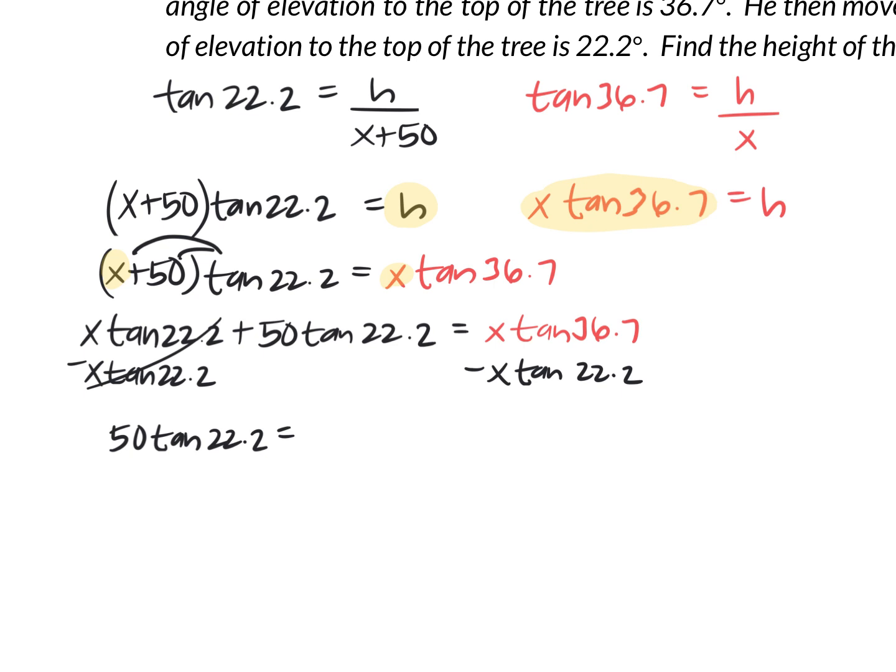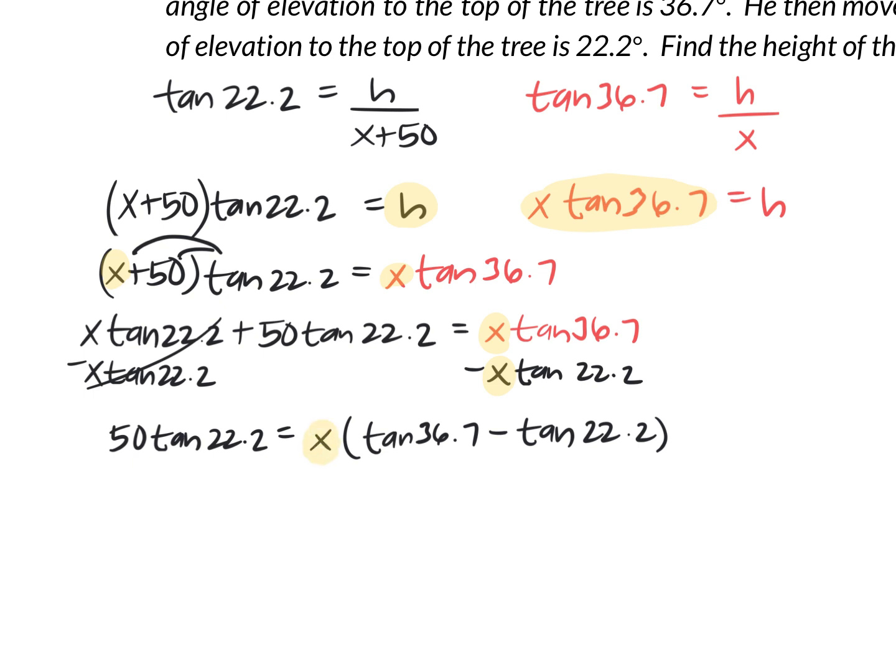However, could I take an x out of both of those? Yeah, so that I can actually solve for x, right? So let's take an x out. I've got x times (tangent of 36.7 minus tangent of 22.2). I just factored out the x so that I can get x by itself. Because now I have x times, again, this here is just going to be a number. If you plug that in the calculator, it's just a number.